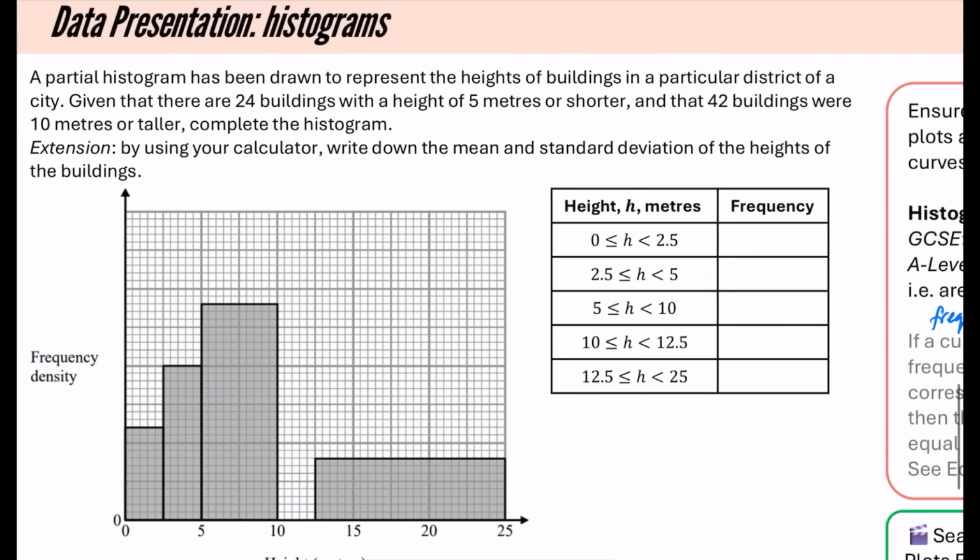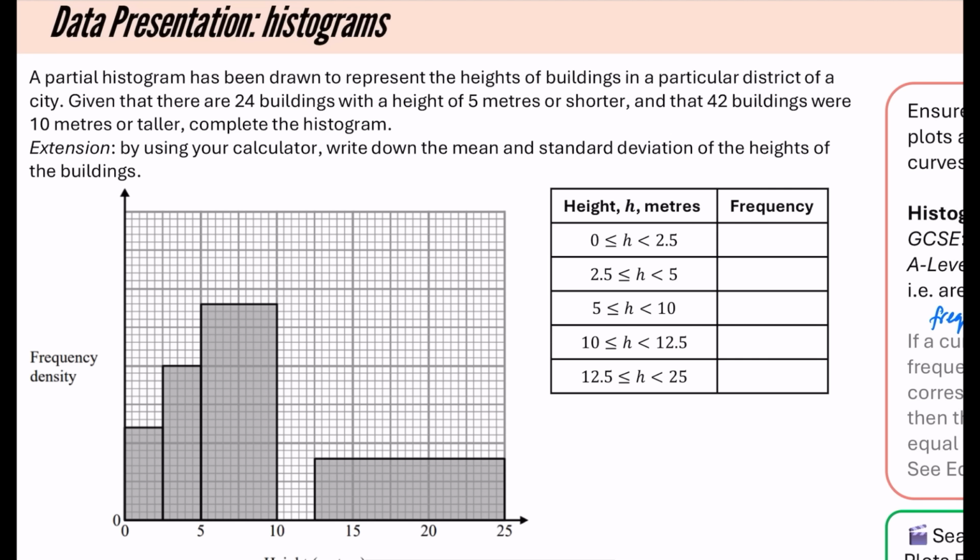So we're going to have a look at this one that says a partial histogram has been drawn to represent the heights of buildings in a particular district of a city. Given that there are 24 buildings with a height of 5 meters or shorter, and that there are 42 buildings with a height of 10 meters or taller, complete the histogram.